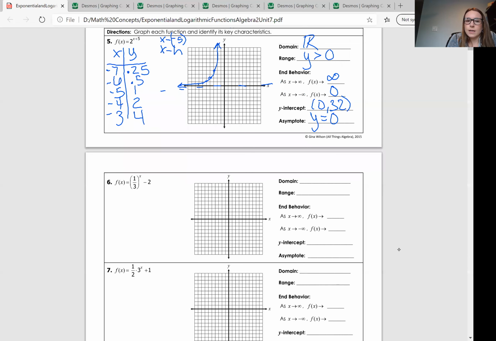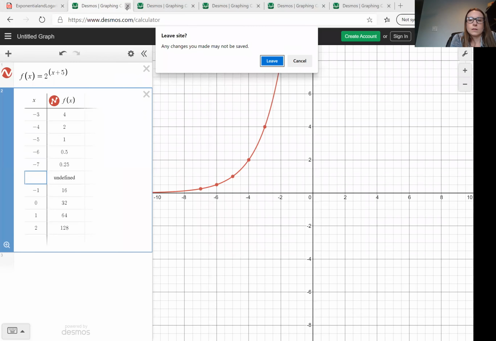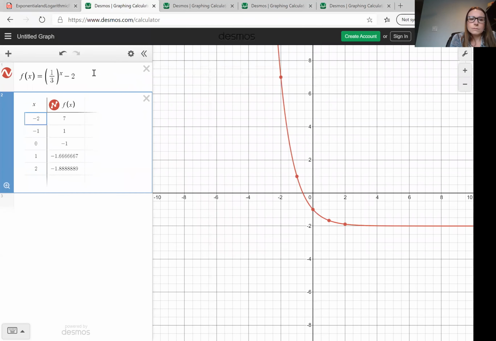All right, now, next one. I already typed this in. Let me get rid of this one. Make sure 1/3 is in parentheses when you do it. Make sure that after this x, you arrow over so that the minus 2 is no longer in your exponent.